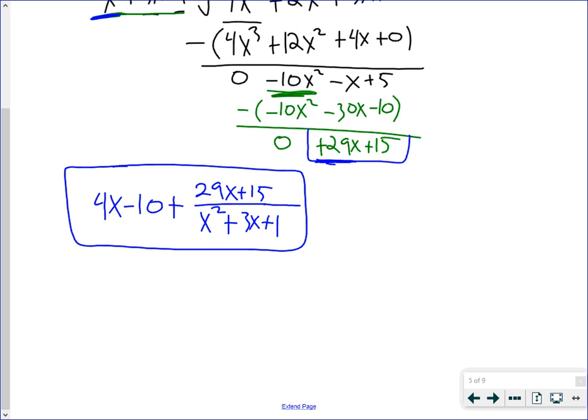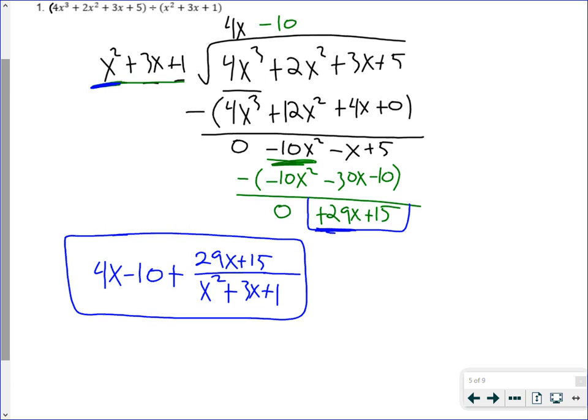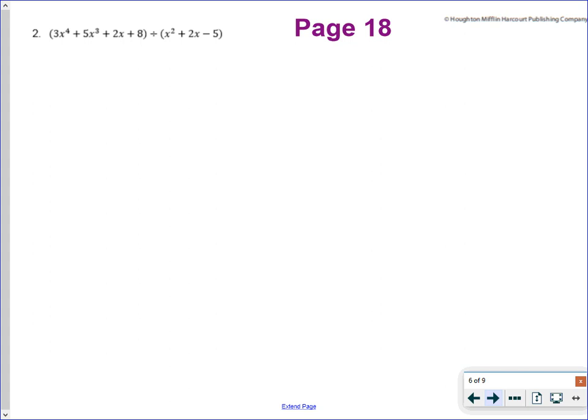Okay, so it's very similar to regular long division with numbers. The only difference is we have exponents and polynomials rather than just straight numbers. Okay, so that's the first one. Let's go ahead and do a second example too. I think now that you know kind of what to expect and what we're doing, following along on the second example will be much easier.